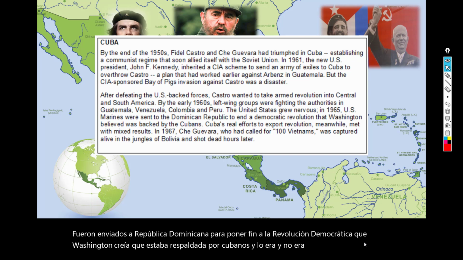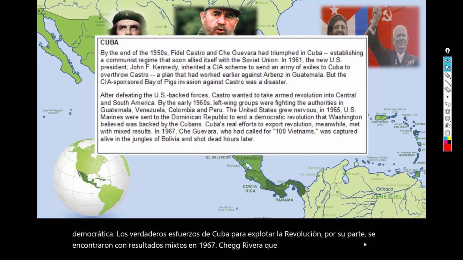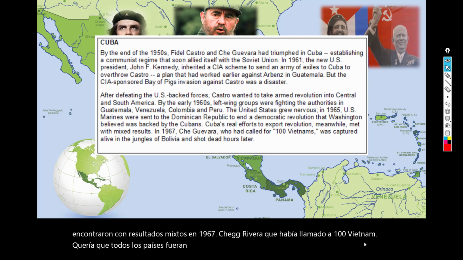Cuba's real efforts to exploit revolution, meanwhile, met with mixed results. And in 1967, Che Guevara, who had called for 100 Vietnams, he wanted all the countries to be like Vietnams against America, was captured alive in the jungles of Bolivia, and then he was shot, and he was dead hours later. So he was captured by the CIA, and he was executed.